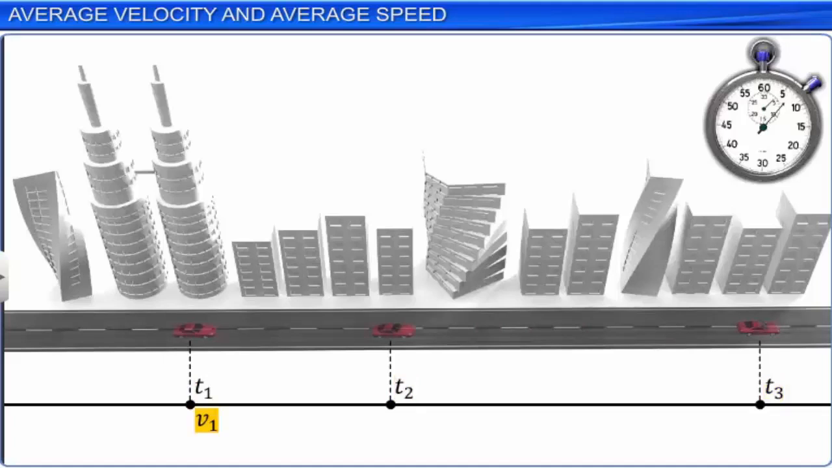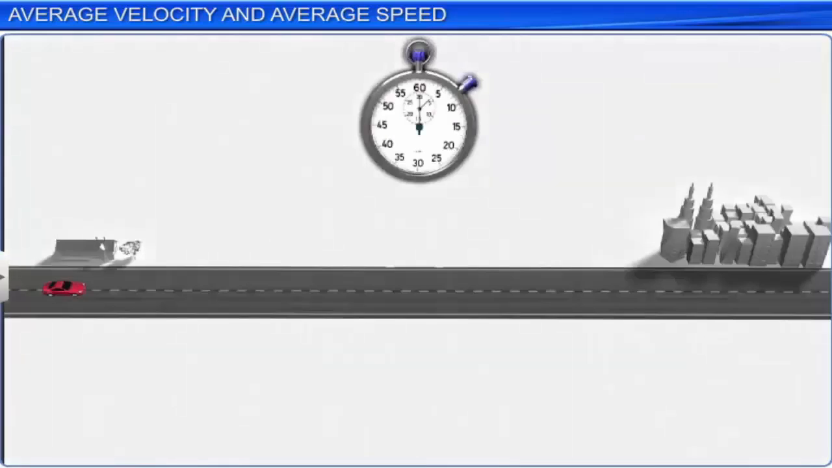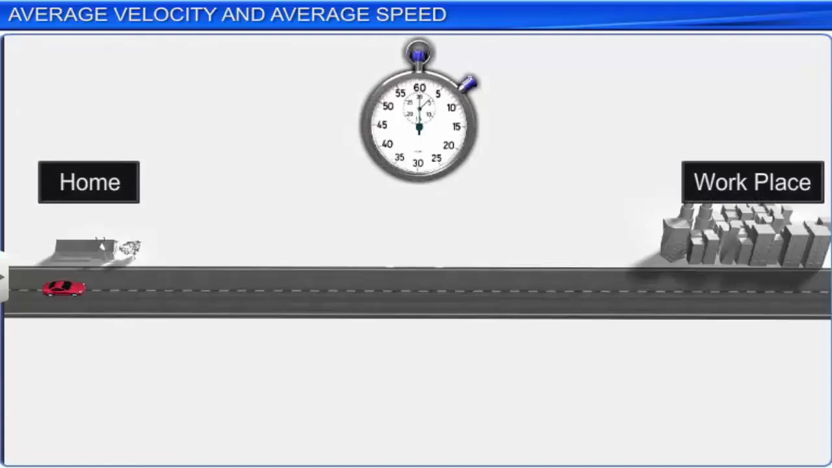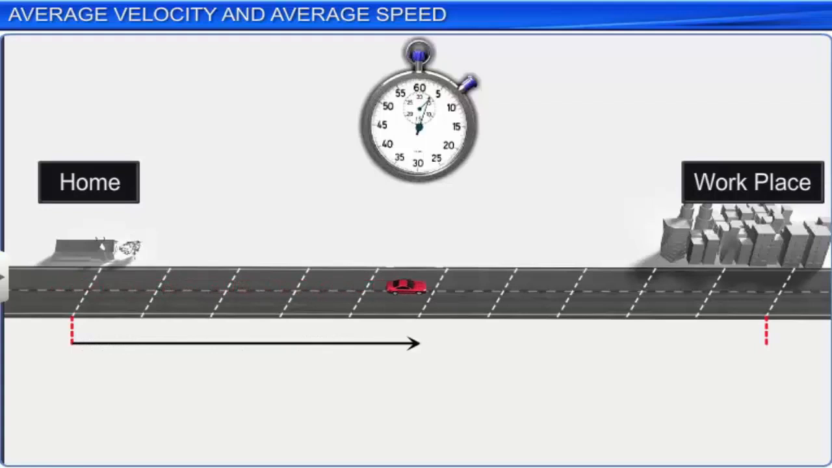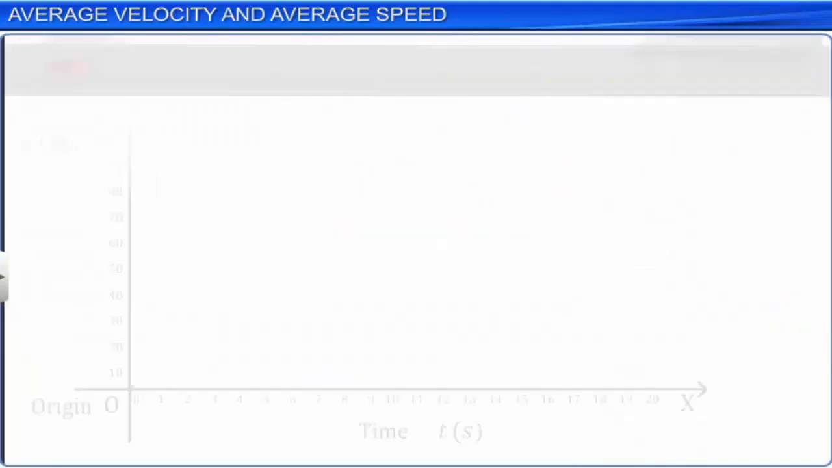Let us consider a scenario where a person is traveling from his home to his workplace and back home in his car. The path traversed by him is a straight line. When he goes to work, the displacement of the car is equal in equal intervals of time. Here, the displacement is considered to be in the positive direction. The x-t graph, when plotted for this motion, is a straight line passing through the origin and making a positive acute angle theta with the time axis.